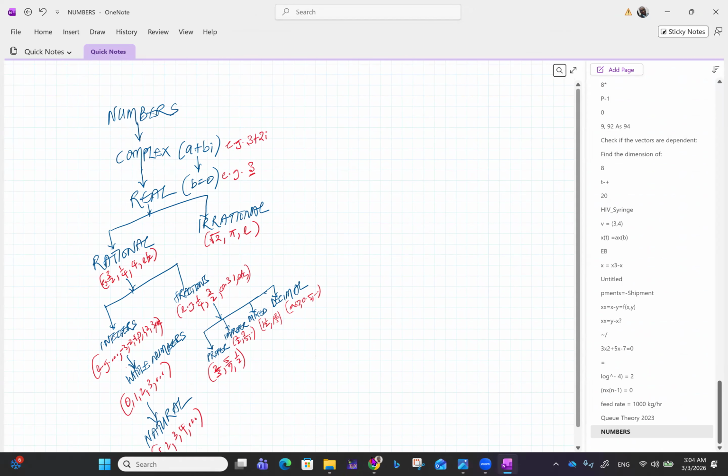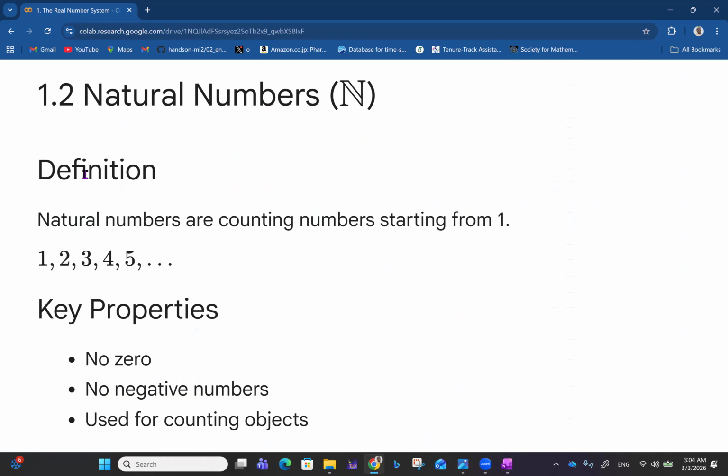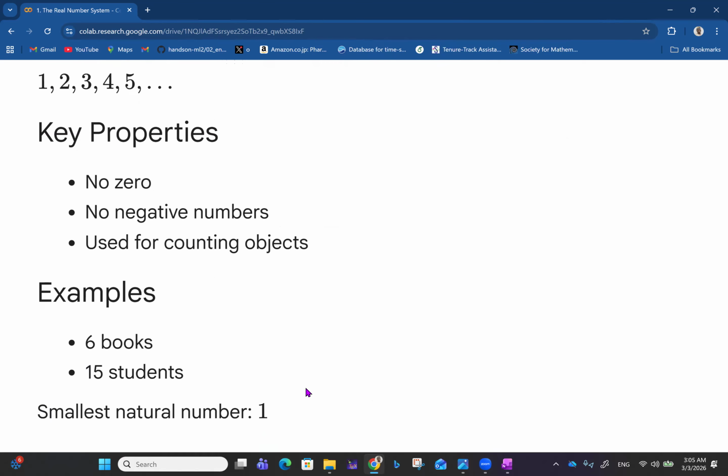So let's go for this. We have the definition. Natural numbers are counting numbers starting from one. Like I said, one, two, three, four, five, and so on. The key properties of natural numbers: no zero, no negative numbers, and they are used for counting objects. So if I say count, you just start by saying one, two, three, and you go on like that. Then examples, you can talk about 6 books, 15 students, and the smallest natural number is one.